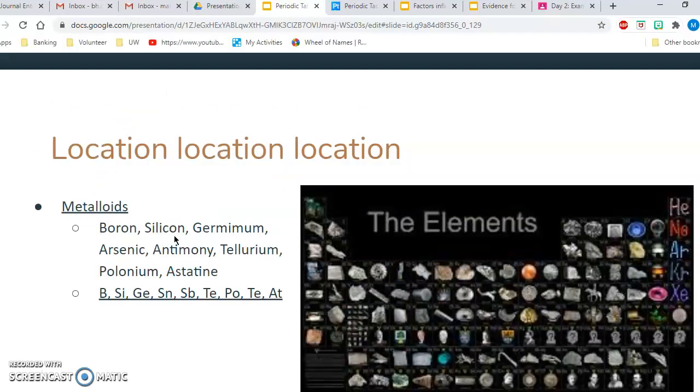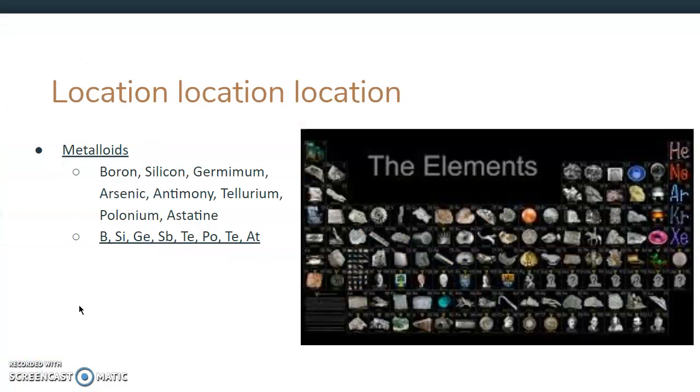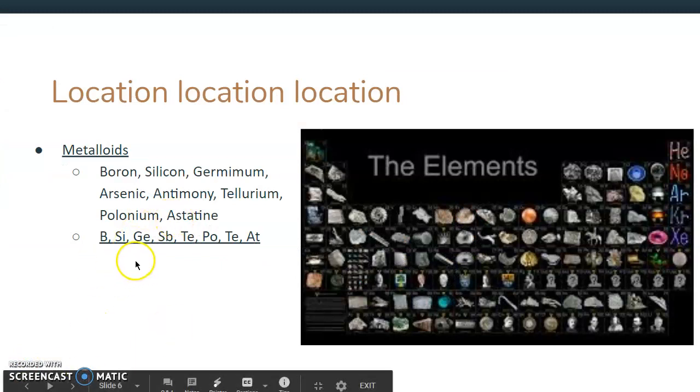Oh, excuse me. Sorry about that. I had a typo in there that I had to fix real fast, but I'd love for you guys to just write down these 8 elements, their abbreviations at least, just so we know our metalloids.